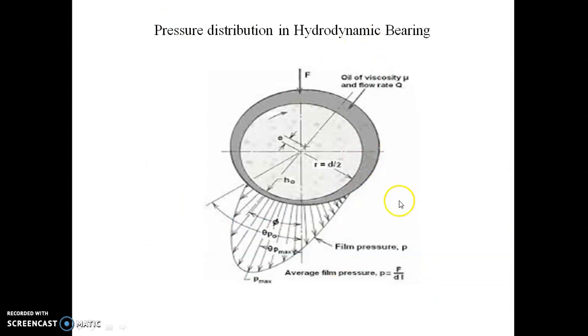Now pressure distribution in hydrodynamic bearing. As we have already seen the working principle, we can see the pressure distribution here. There is a maximum pressure, and the angle for the maximum pressure line is theta P max. The average pressure in this system is given by P is equal to load upon L D, that is the projected area, L into D. Phi indicates the attitude angle or eccentricity angle, this point. Theta P0 indicates the angle for the zero pressure. So this is the pressure distribution in hydrodynamic bearing.